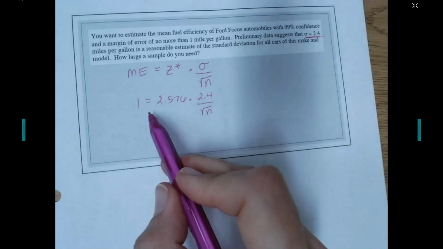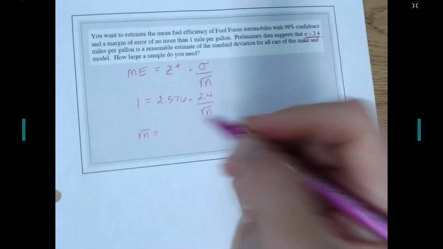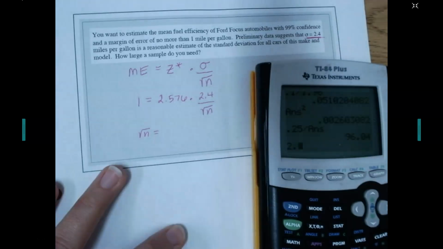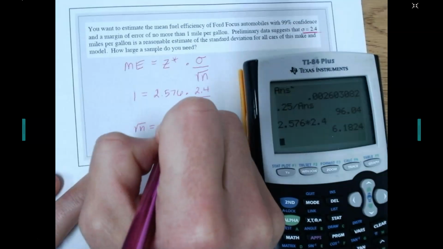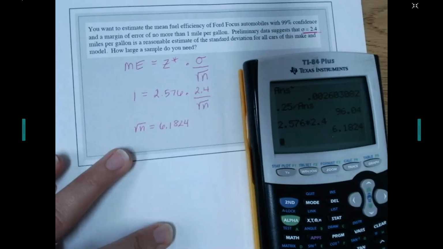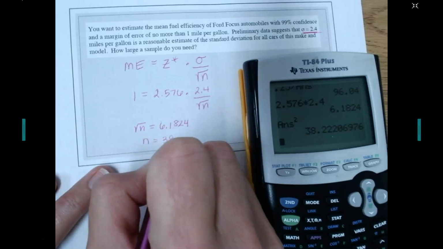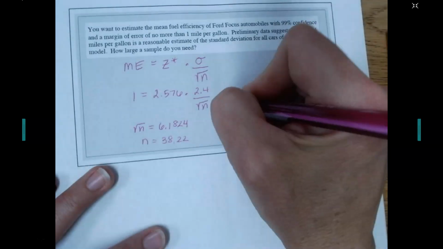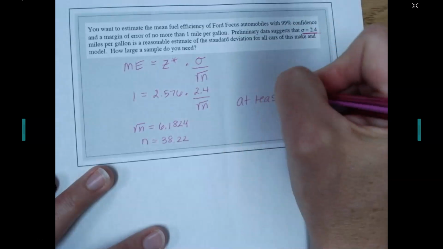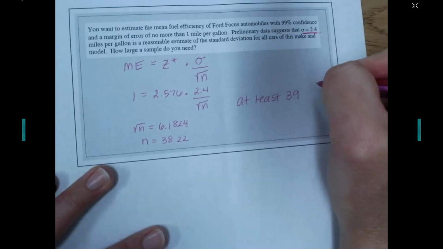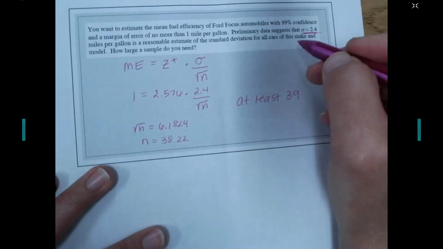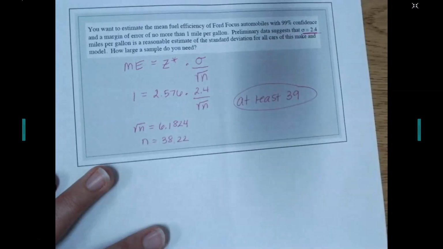The first thing I might do is multiply that over to the other side, right? So square root of n equals, let's see, 2.576 times 2.4. So that's 6.1824. This calculation is a little easier than the proportions, right? And then square both sides to get rid of that square root. So n is 38.22. So I need it to be at least 39. Oh, I guess it's miles per gallon. Okay, so I need at least 39 of whatever I'm looking at here.